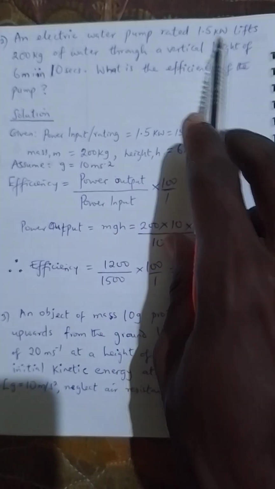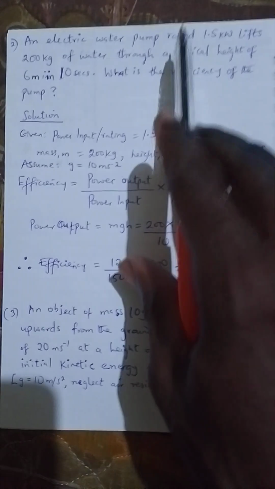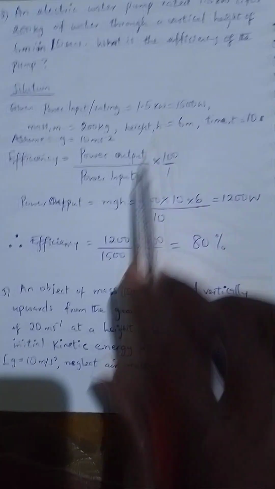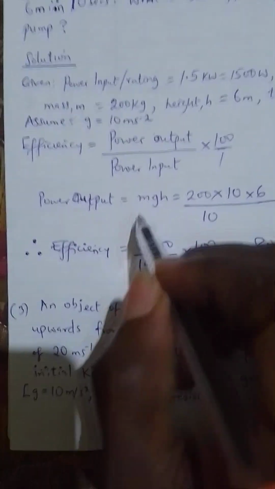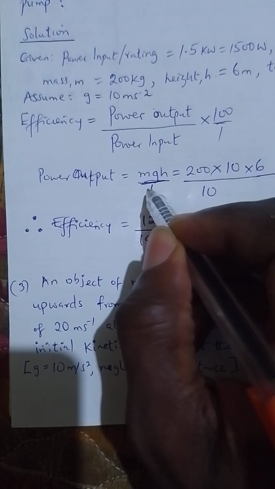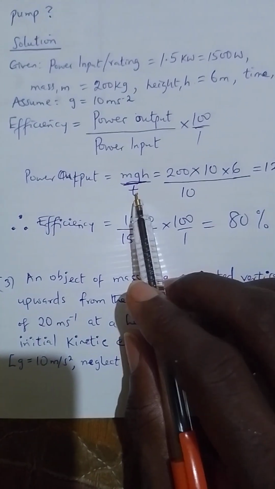So the power output is given from mgh. That is what the machine actually does. It is rated as this, but it lifts 200 kilograms of water through a vertical height of this. So you can always get your power output from mgh over time. Remember, power is work done over time, or energy expended over time.